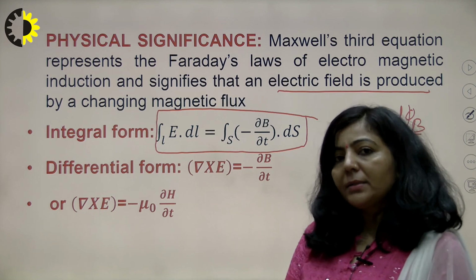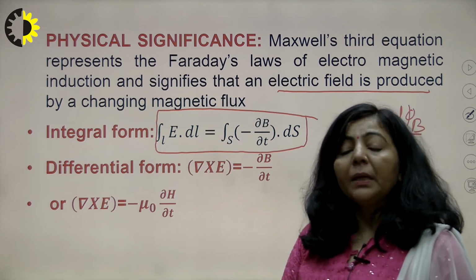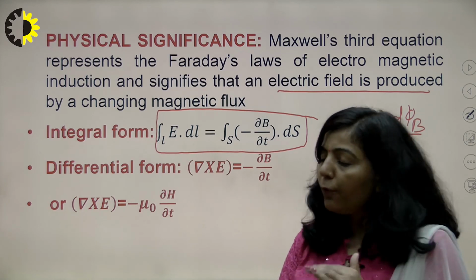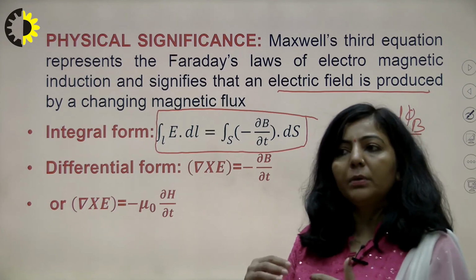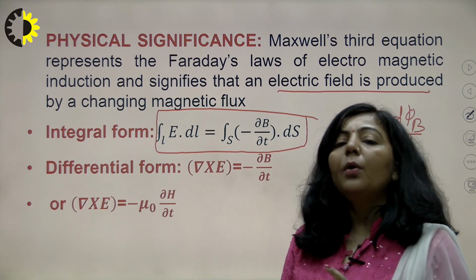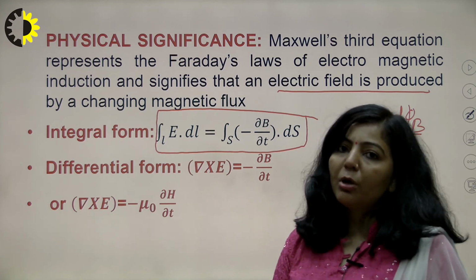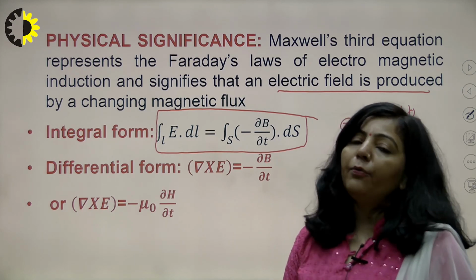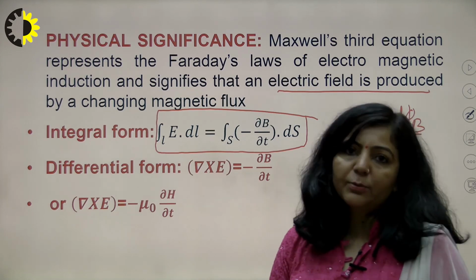Now in our next lecture we will derive our fourth Maxwell equation, and with the help of that fourth Maxwell equation we will derive the equation of continuity. I hope these three equations are clear to you. The first equation is from Gauss law in electrostatics, the second from Gauss law in magnetostatics, and the third from Faraday's law of electromagnetic induction. Next lecture we will derive our fourth Maxwell equation.